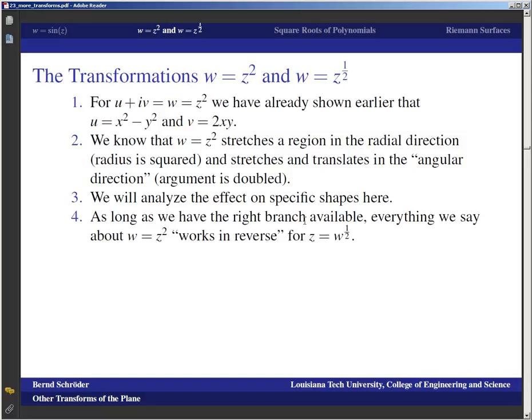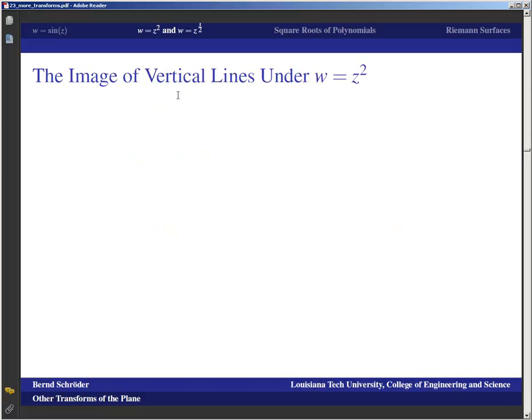So as long as we have the right branch available, everything we say about the square function works in reverse for the square root function, right? Because that's just the inverse. So let's take a look at vertical lines, the images of vertical lines under the square function.